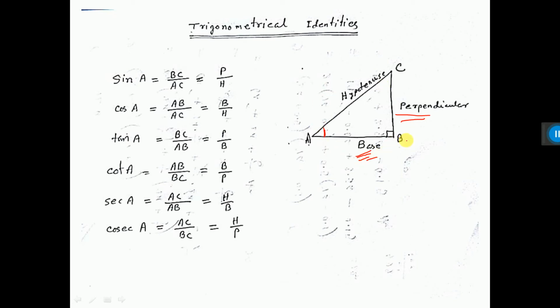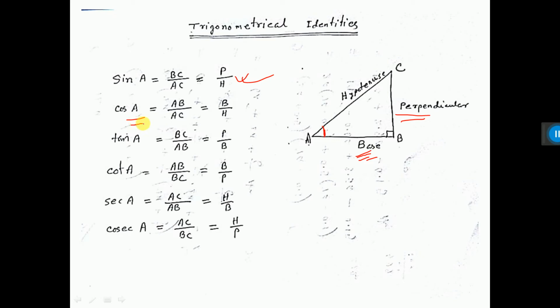Now these three sides, we can take the ratio of the sides: hypotenuse by perpendicular, perpendicular by hypotenuse, base by perpendicular, perpendicular by base. There are 6 combinations. So in these 6 combinations, they have a particular name. If I take perpendicular by hypotenuse, then its name is sine, together with the considered angle, sine A.